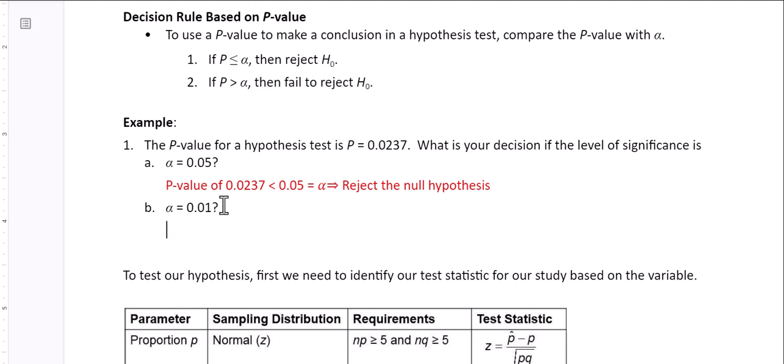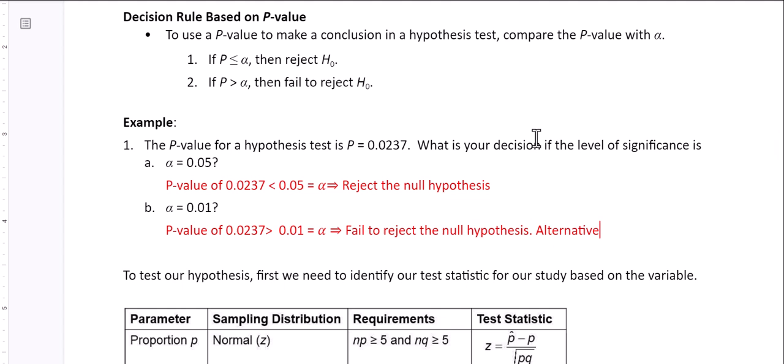Now what about for B? 0.01, we fail to reject the null hypothesis because now our p-value 0.0237 is larger than 0.01. When we fail to reject the null hypothesis, another way to say this is that the null is plausible, right? When we reject the null hypothesis, that's when we can say the alternative is plausible.